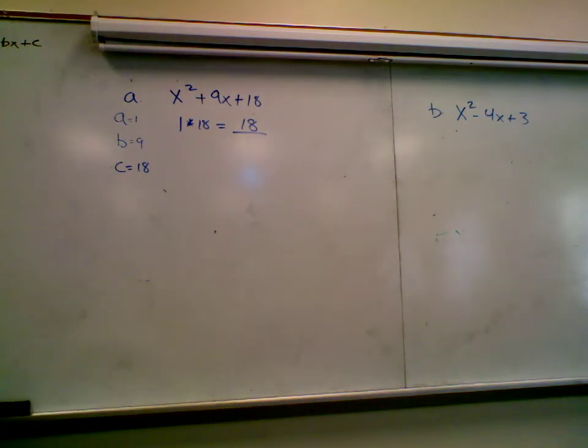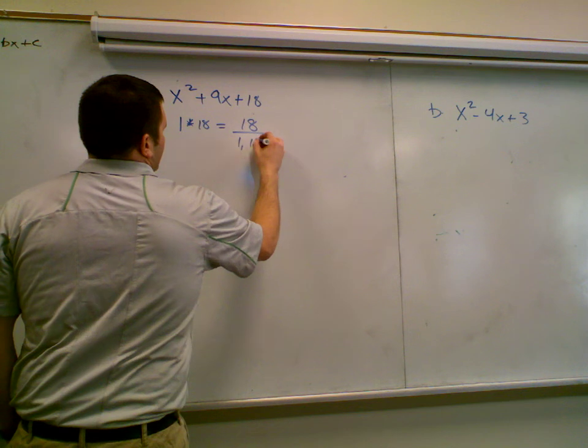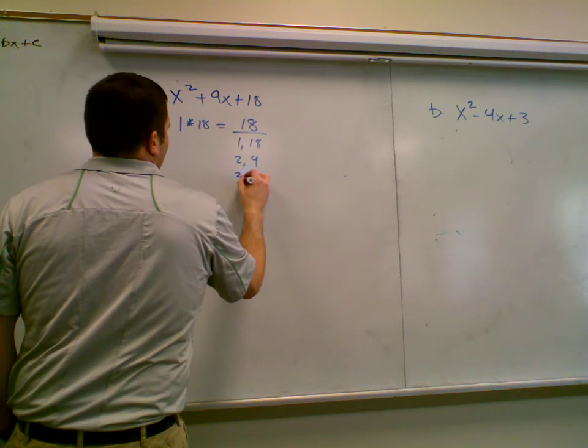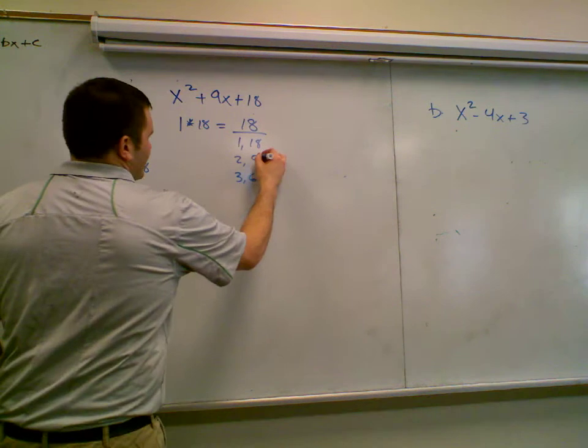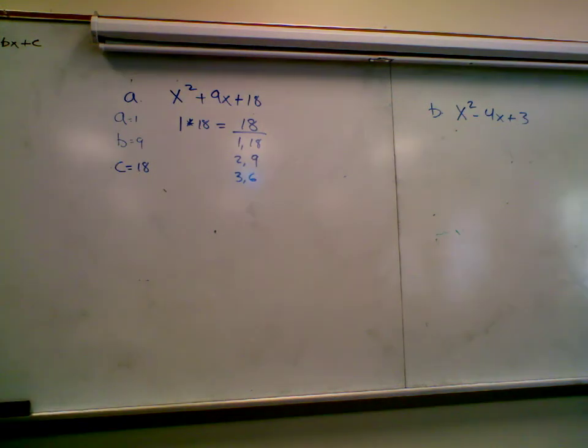Step 2. Write down the factors of 18. What are the factors of 18? 1, 18, 2, 9, 3, and 6. Step 3. Find the factors that add to 9. 3 and 6. Good. 3 and 6 add to 9.